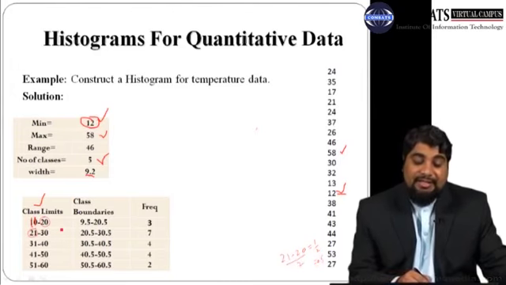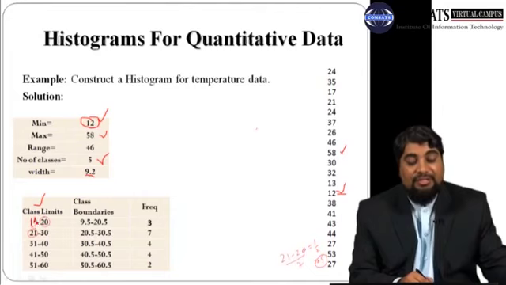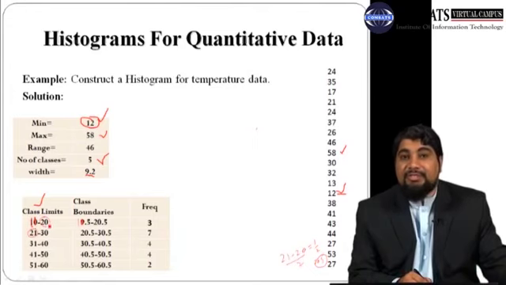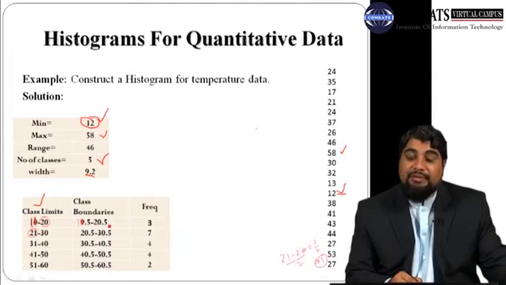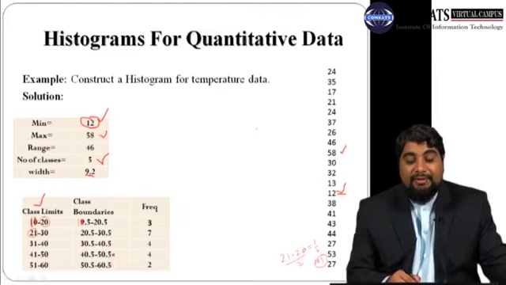Subtract this number 0.5 from the lower limit. So 11 minus 0.5, you get 10.5, and add the same number 0.5 to the upper limit. So it is 20.5, and then subtract 0.5 from 21, you get 20.5. Add 0.5 to 30, we get 30.5, and so on.